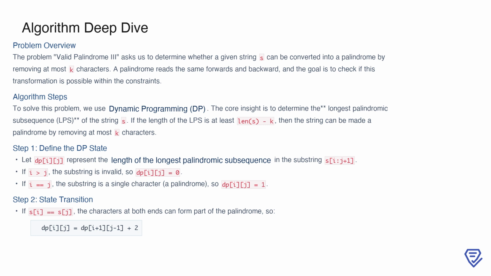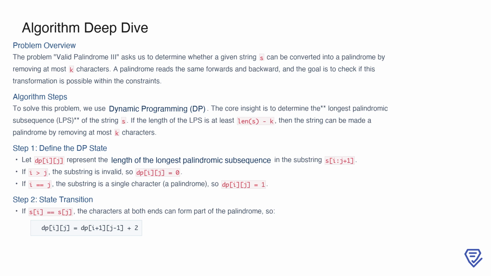The solution relies on dynamic programming, where we define the state dp[i][j] to represent the length of the longest palindromic subsequence in the substring s[i..j]. For invalid substrings, like when i is greater than j, the value is 0, and single-character substrings, being palindromes themselves, have a value of 1. The transition between states depends on comparing the characters at the ends of the substring. If they match, they contribute to the LPS length, otherwise, we exclude one of the characters and take the maximum from the resulting substrings.